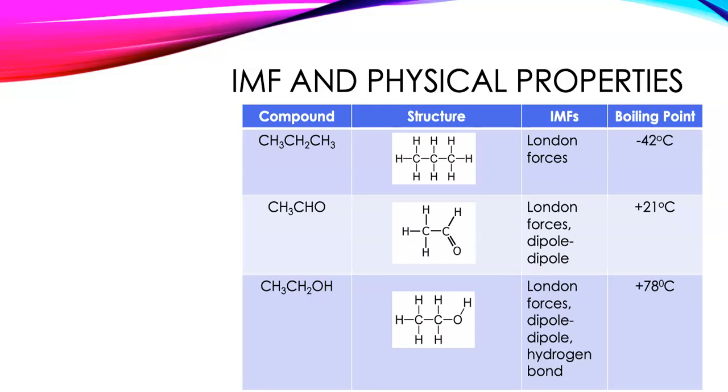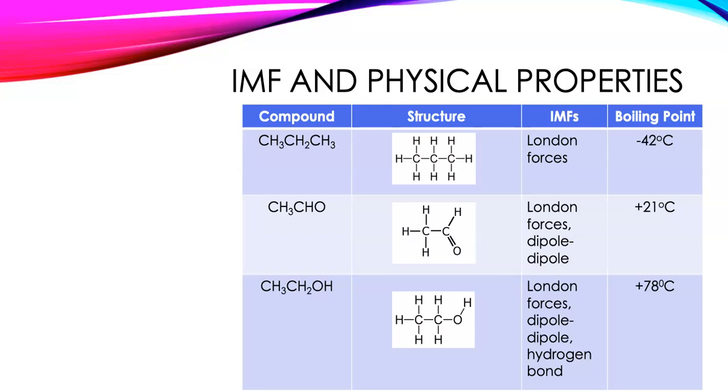IMFs do have a significant effect on physical properties as well. So if we look at propane versus ethanal, an aldehyde, or ethanol, we see a huge change in boiling points. So the alkane, which is all nonpolar, can only do London forces. And notice its boiling point is really low. The attractions between the particles are very small.